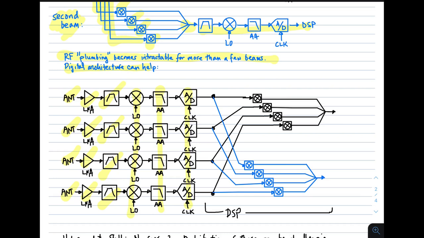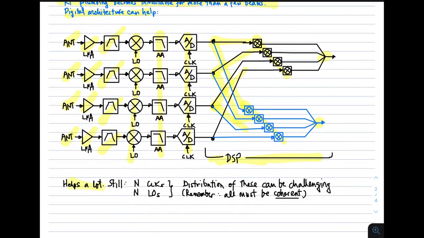And then what we do is we distribute in the digital domain those element signals and do the beam forming. So now we've moved all the plumbing that's complicated, all the plumbing associated with the array processing into the digital domain where it's easier to manage. And so we can take each digitizer output and send it to each of the beams. And we can do this for literally hundreds of beams in modern technology. These phase shifters are just multipliers, and combiners can be implemented as adders and so on. So, as before, this helps a lot.